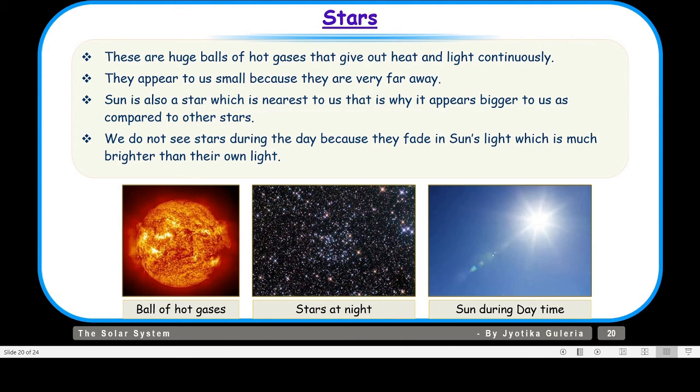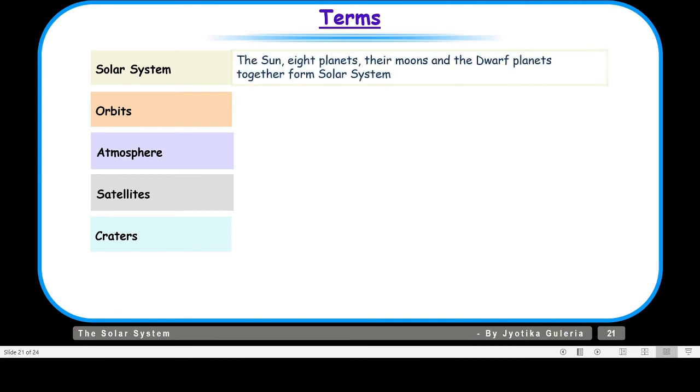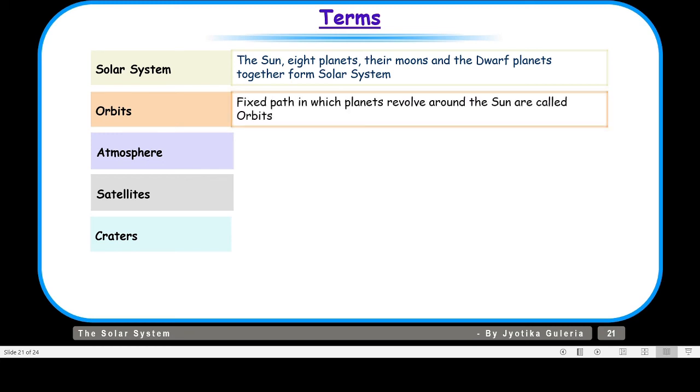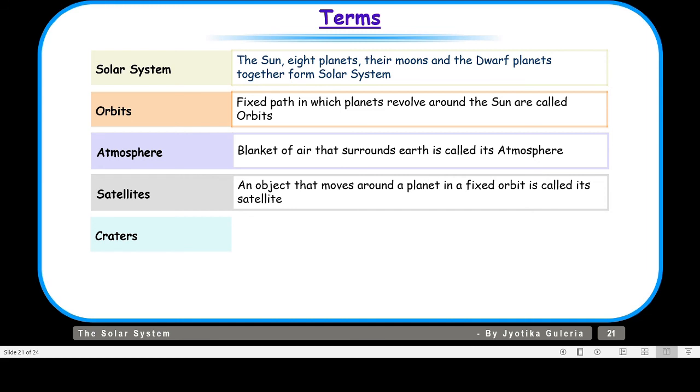So children, now let us move on to the important terms that we have come across during this video session. First is the solar system. The sun, 8 planets, their moons and the dwarf planets together form the solar system. Orbit is the fixed path in which planets revolve around the sun. Atmosphere: the blanket of air that surrounds Earth is called its atmosphere. Satellite: an object that moves around a planet in a fixed orbit is called its satellite. Craters: these are pits on the surface of the moon.